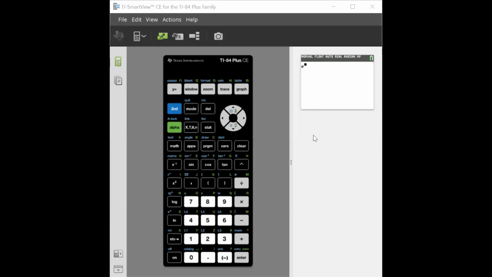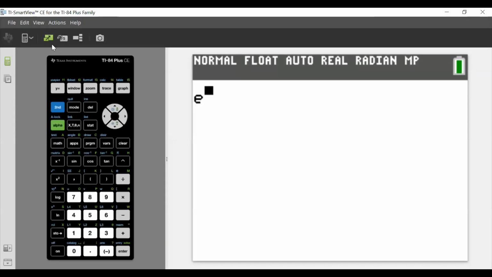So now let's find the calculator. Where did it go? Is it going to work? All right, so hopefully, can you see the calculator? Yeah, we can see. Okay, cool.